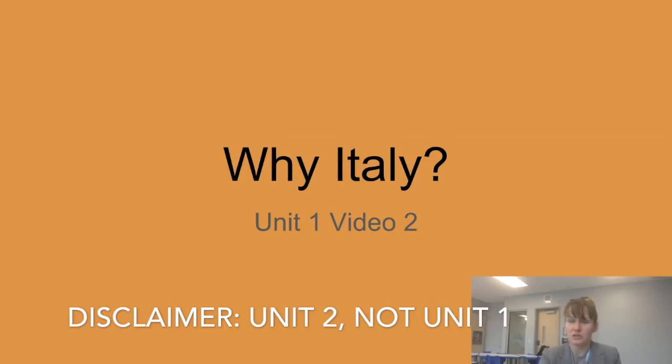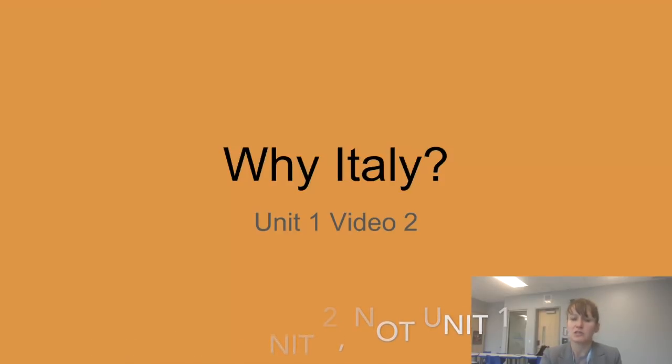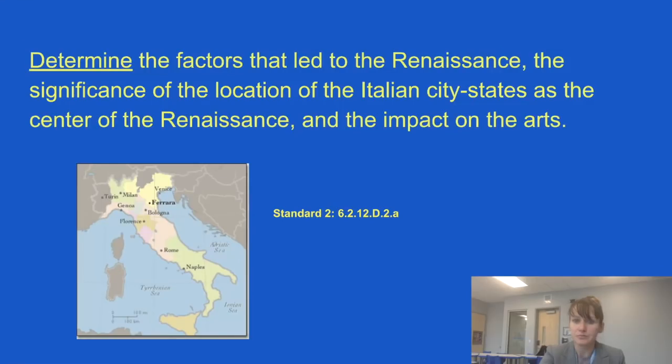Some scholars will debate which ones were more important, or if some were really even a thing or not. We're going to go over some of the main reasons today. So when we do this, there's two standards in particular we're going to cover. Standard 2, which is to determine the factors that led to the Renaissance, the significance of the location of the Italian city-states as the center of the Renaissance, and the impact on the art. This really just focuses on that middle part, the significance of the location of the Italian city-states.